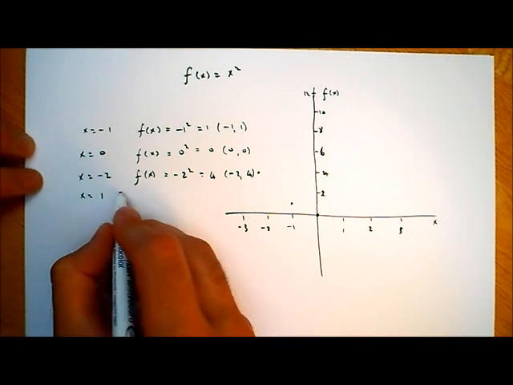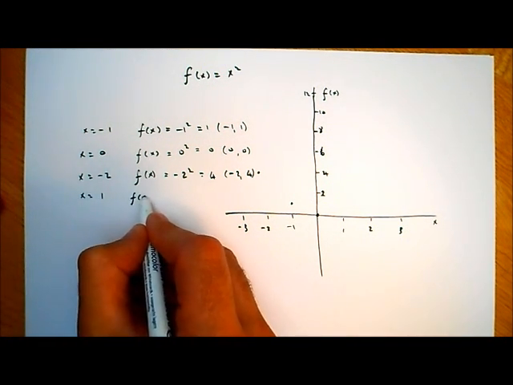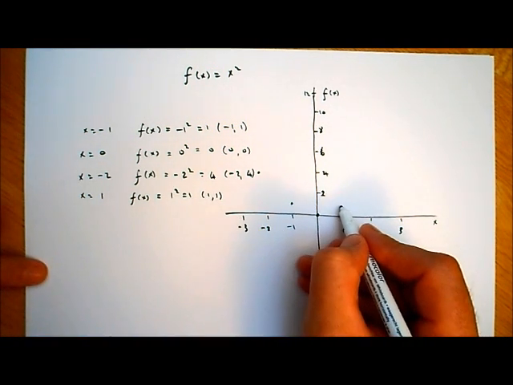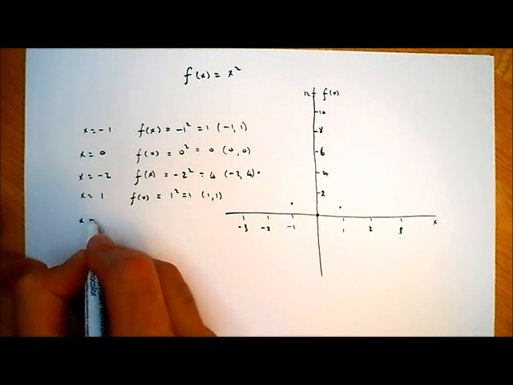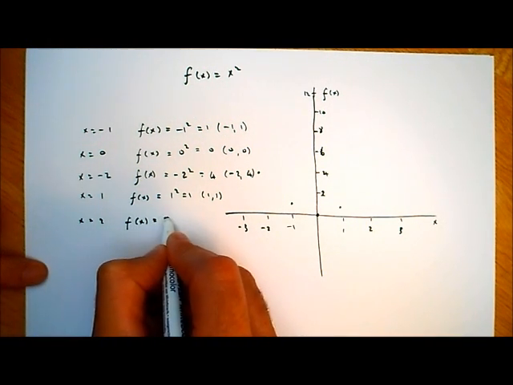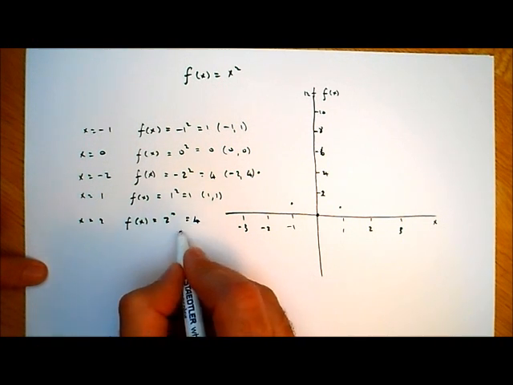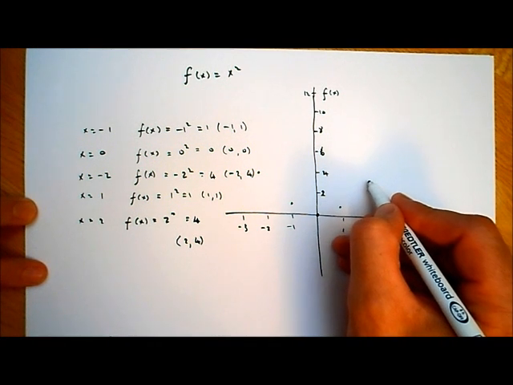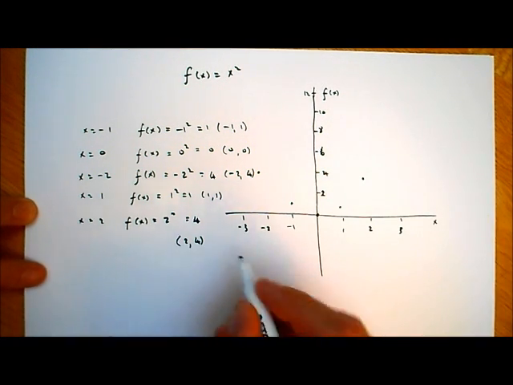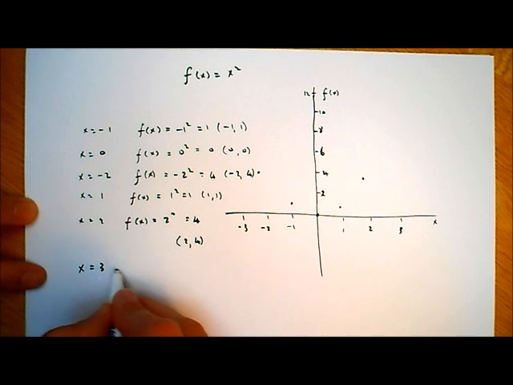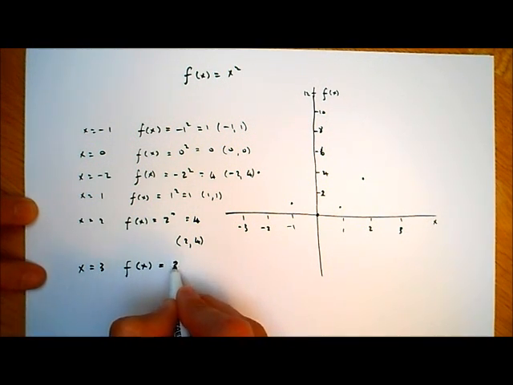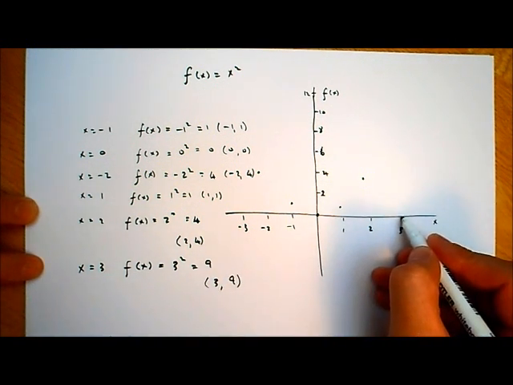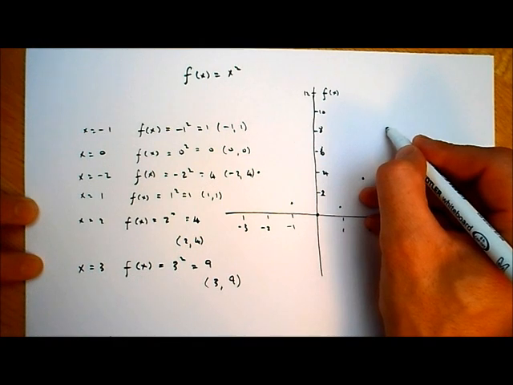Let's do a few positive numbers. So x is equal to 1. f of x would equal 1 squared, which is 1, so the point 1, 1 is here. x is equal to 2. f of x would be 2 squared, which is 4, so the point 2, 4 is on the graph, which would be here. And we fill in one more. Let's say x is equal to 3. f of x would equal 3 squared, which is 9. So the point 3, 9 is on the graph. You're out to 3 and up to 9, which is just here.